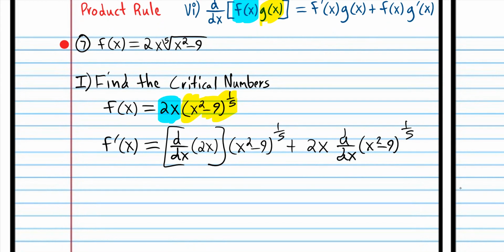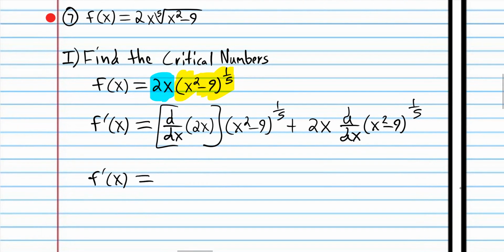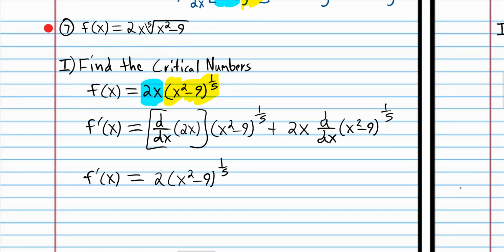Okay, so now, and by the way, I want to make something very clear. You don't have to show this stuff. You don't have to do this pink intermediate step. Very, very important to understand. You really should be able to do this without the d over dx, all that notation. So the derivative of 2x is 2, and that's still multiplied by x squared minus 9 to the 1/5 power. And the derivative of this, well, you have to use the chain rule, because we have a function inside another function.